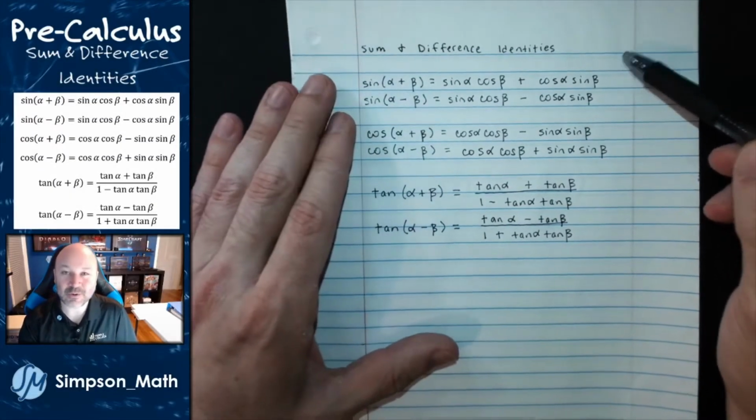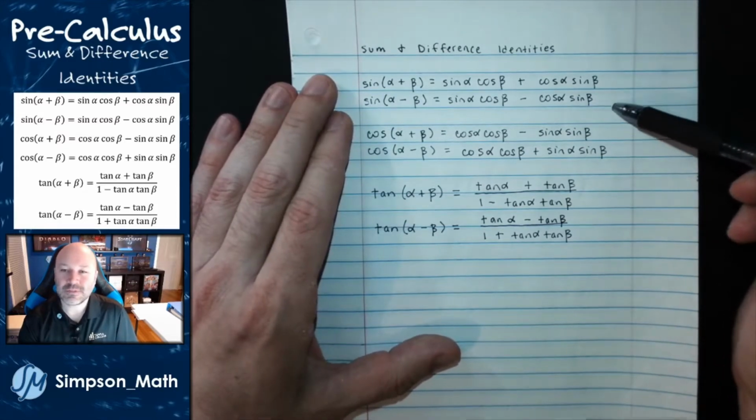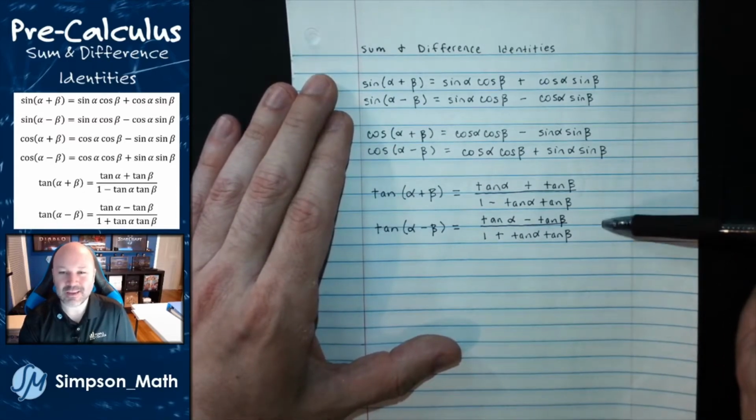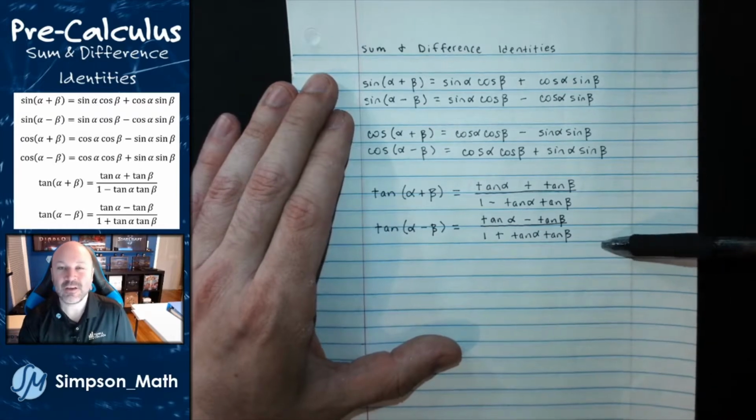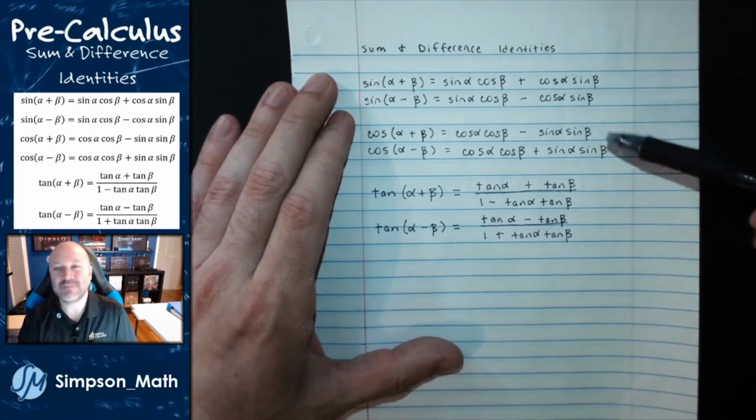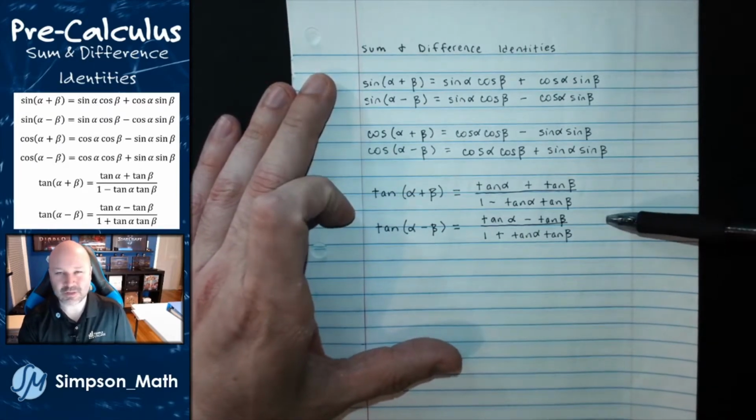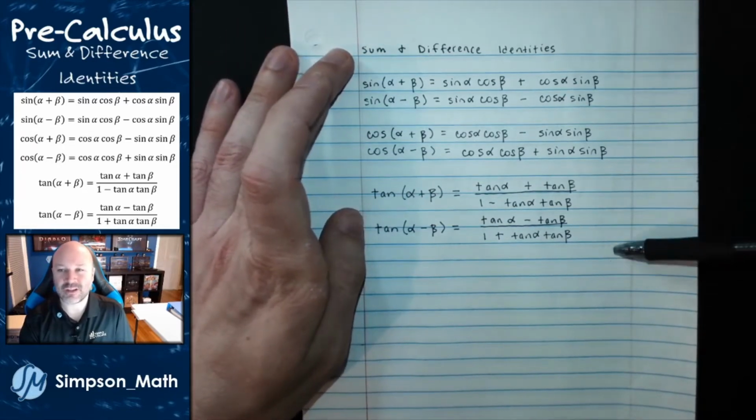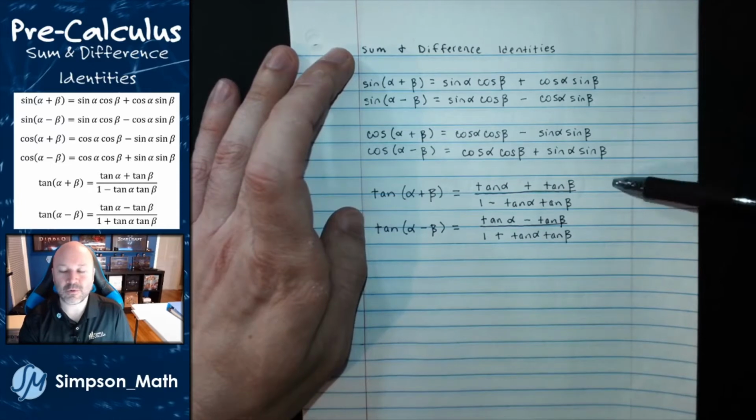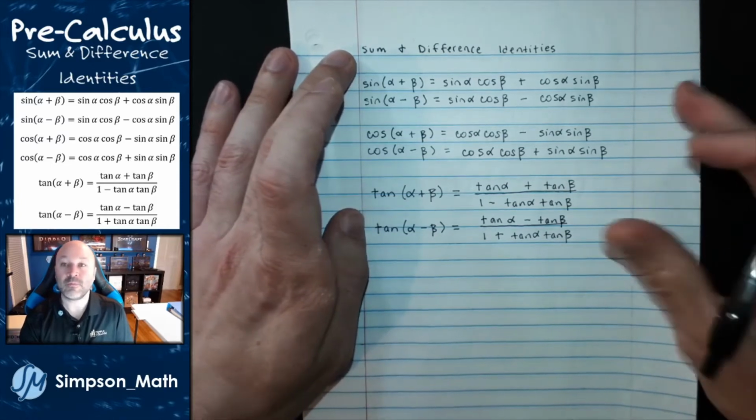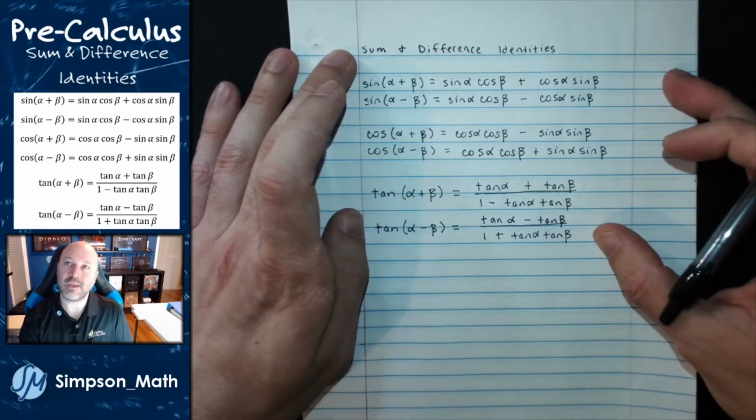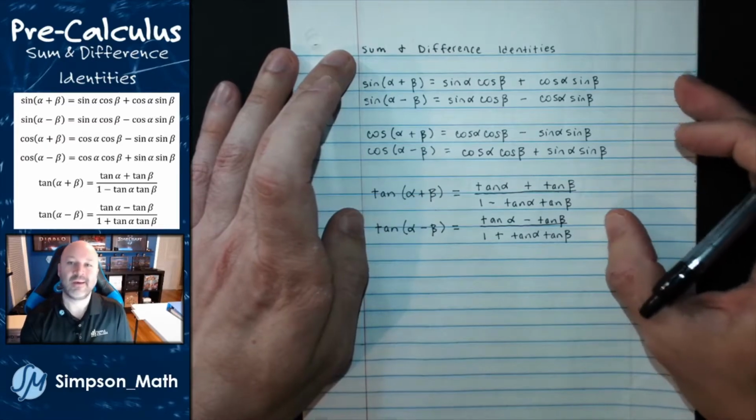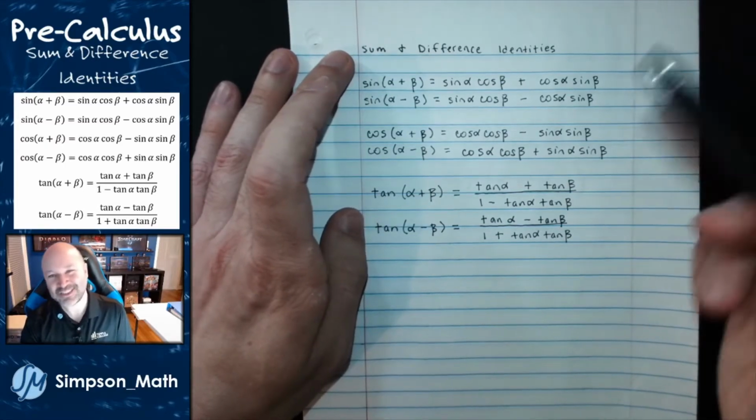In this video, we're going to quickly talk about the sum difference identities: sine sum difference, cosine sum difference, tangent sum difference, and quickly I'll talk about maybe strategies to help memorize them or think about them. But then the focus of this video will be on using them. So let's just get started.